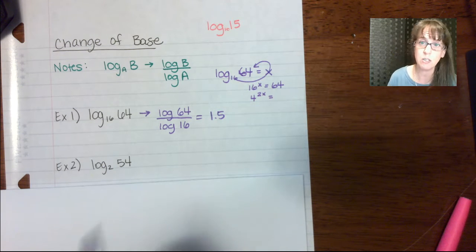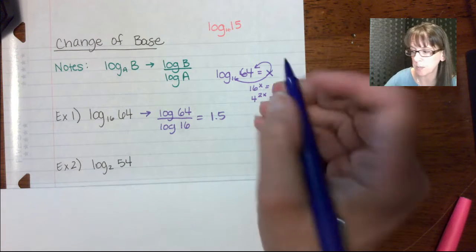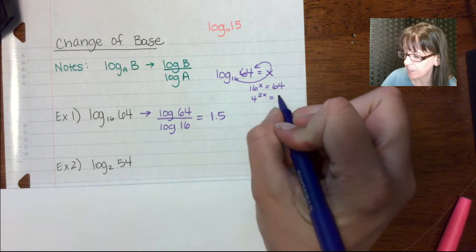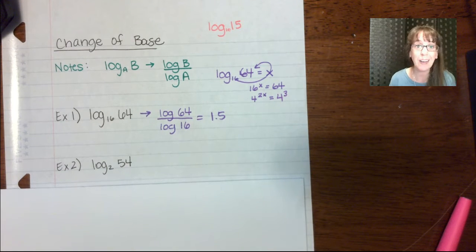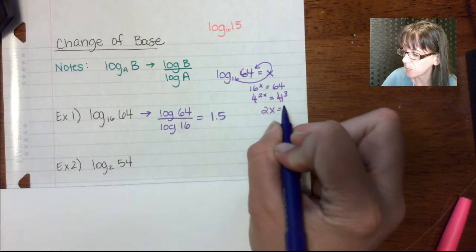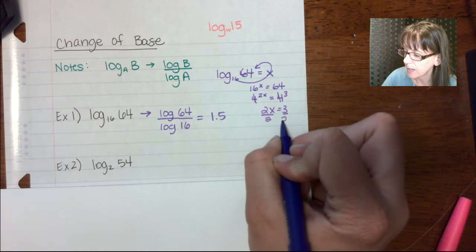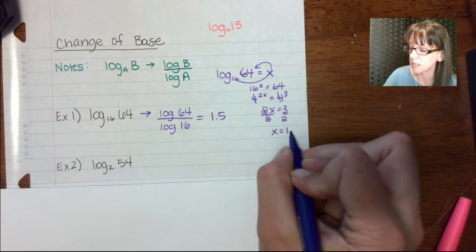I was just looking at the cheat sheet that we had in a previous video. Write all your perfect squares down, write all your perfect cubes and perfect 4s. That will help. So we know that 4 to the third power is 64. Now you see that I have the same bases. So what I have here is 2x equals 3. Divide both sides by 2, and I get x equals 3 over 2, which we also know is 1.5.